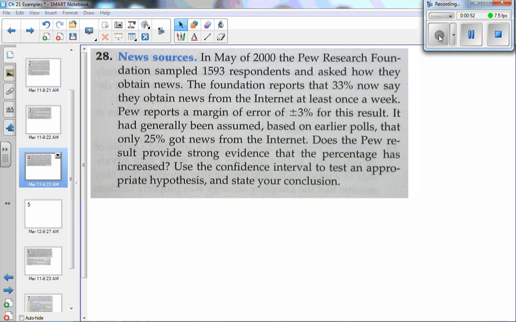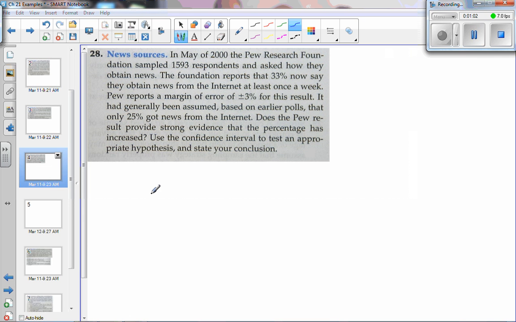Okay, just like we had done once before, we actually can use a confidence interval to do a hypotheses test. So the first thing I'm going to do, even though I am using a confidence interval, we want to test a hypothesis, so I have to first come up with a hypothesis.